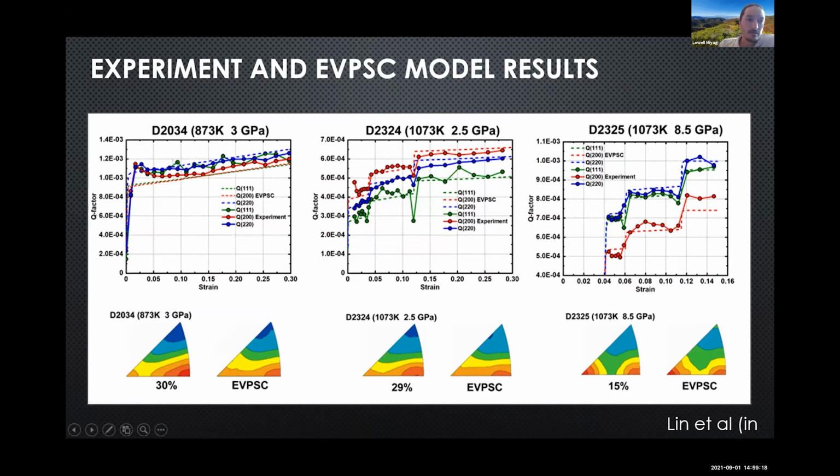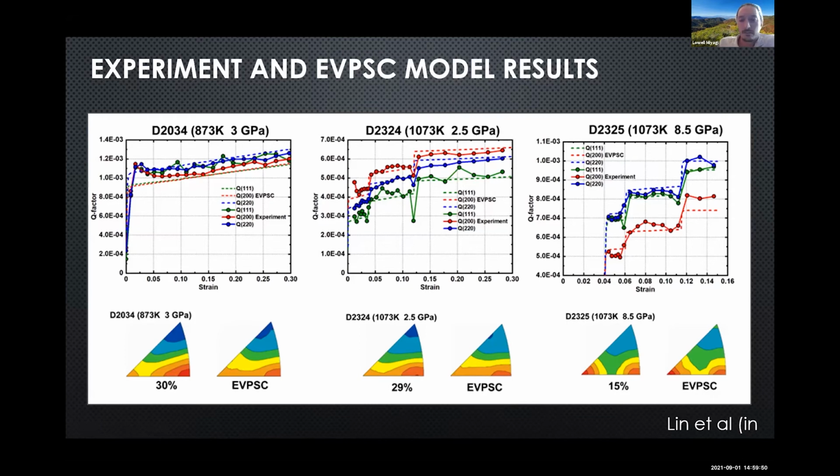So for example, here at 873, you get a pretty good match. So this is actually primarily 100 slip. And then looking at these two, 1073 K at 2.5 and 8.5 GPa, you see a change in slip system. And again, you can match the lattice strains and the texture quite well. Over here, you have a mix of 100 and 110. And here you have some more 110, or 100, sorry.